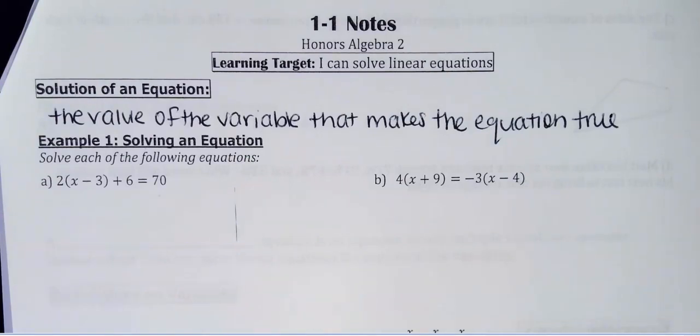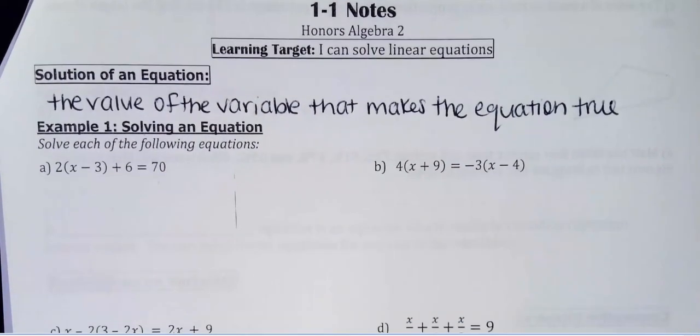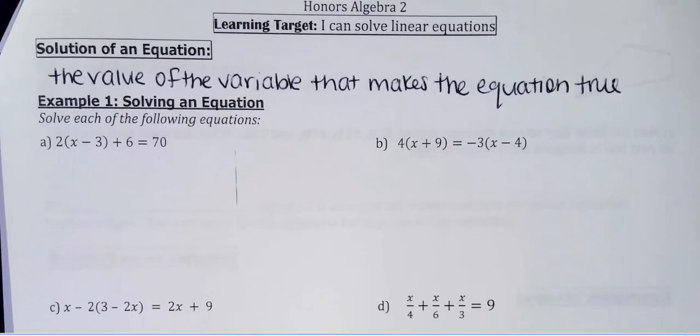Okay, so we're just going to solve some equations in this very first example. Some of them have a little different kind of steps you might run into while you're solving an equation. So the directions just say solve the equation. Anybody want to help me out with the first one? How would you work on 2 times the quantity x minus 3, plus 6 equals 70? What would you do?